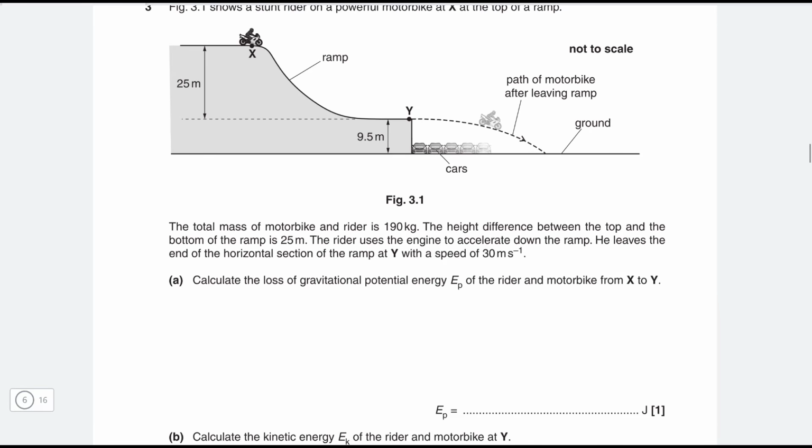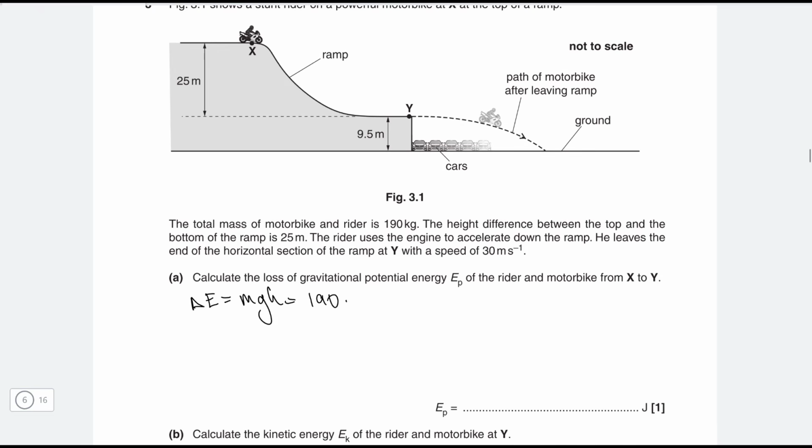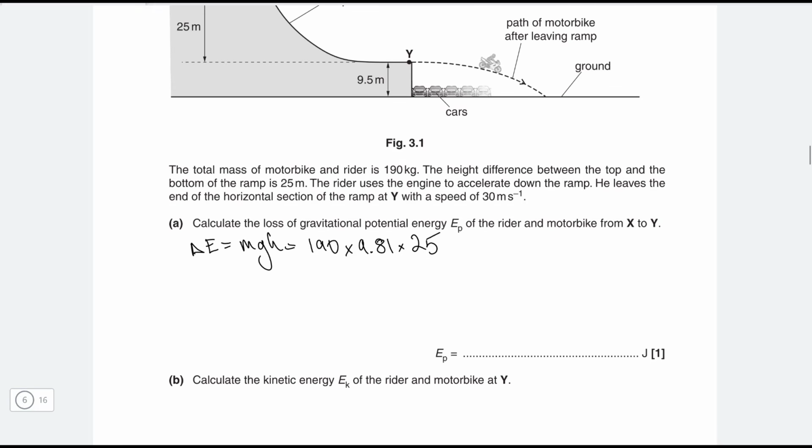The first part is just to calculate the gravitational potential energy, or the loss of GPE, between X and Y. Remember our formula for gravitational potential energy, or the change in it in this case, will just be equal to mgh. The mass of the rider and bike is 190 kg multiplied by 9.81, and our loss of height in this case is 25 meters. Plugging that into a calculator, we get about 4.7 times 10 to the 4 joules.